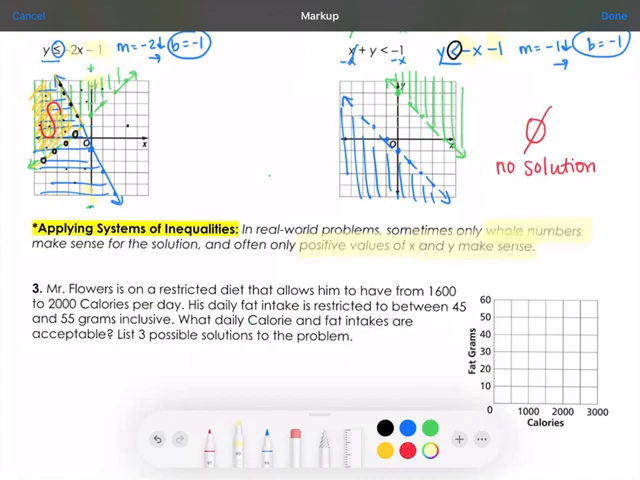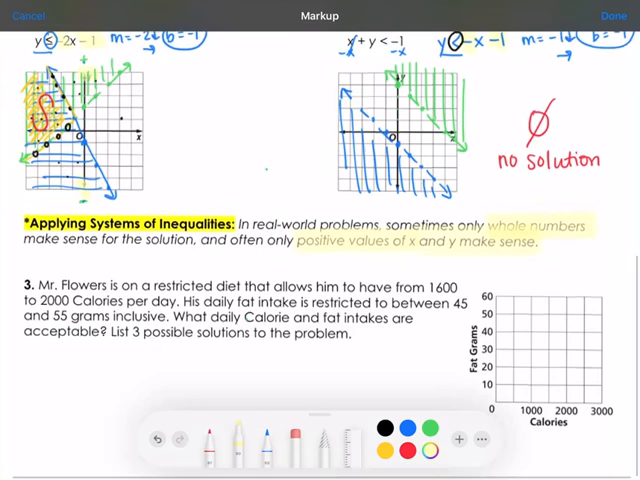So we're going to take a look at number 3. It says, Mr. Flowers is on a restricted diet that allows him to have from 1,600 to 2,000 calories per day. His daily fat intake is restricted to between 45 and 55 grams inclusive. What daily calorie and fat intakes are acceptable? List 3 possible solutions to the problem. Okay, so it looks like Mr. Flowers here has a range. He can have between 1,600 and 2,000 calories per day.